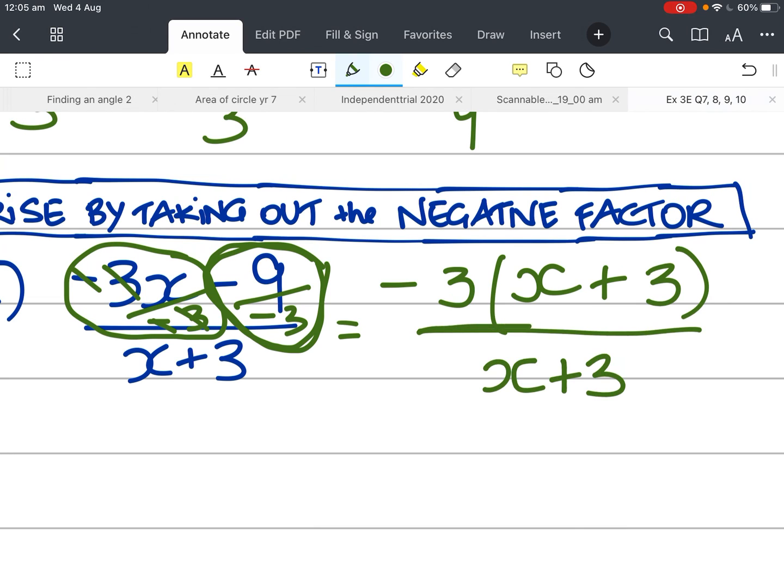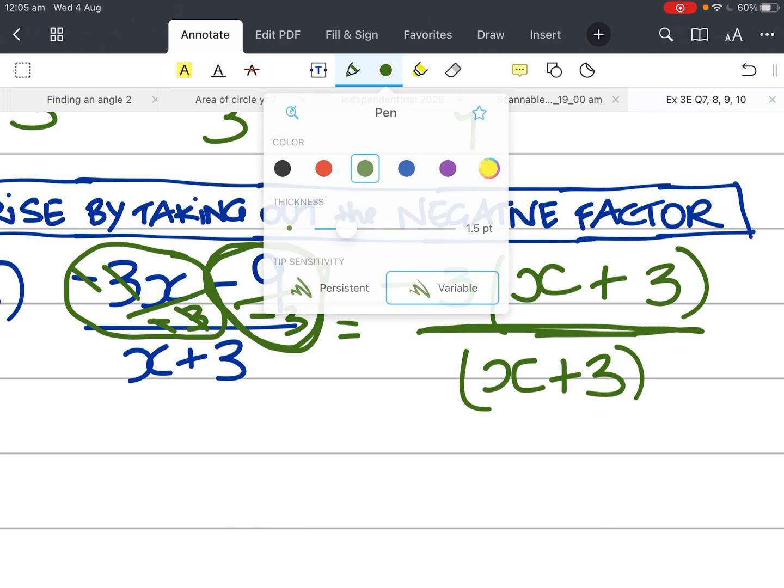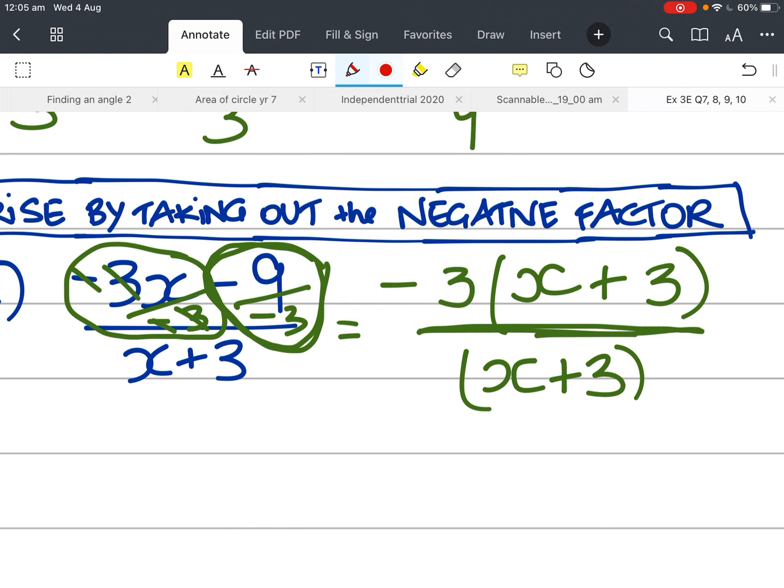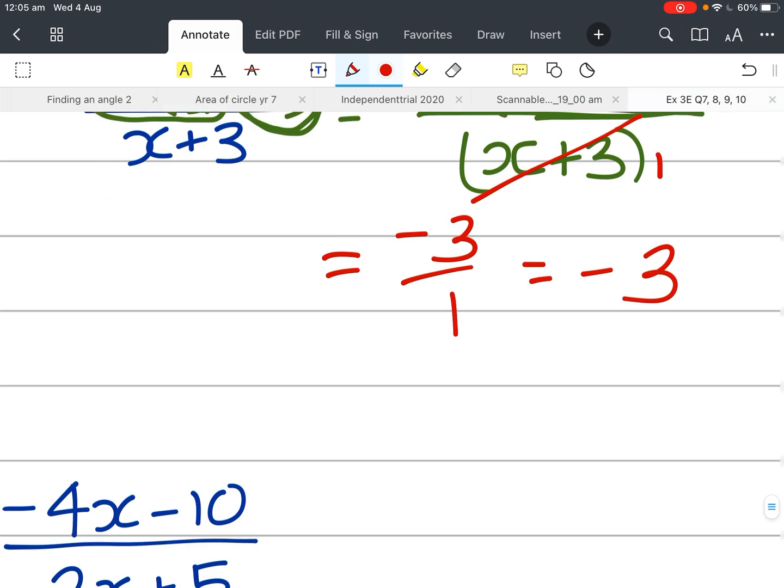Notice that line goes all the way above the x plus 3, so it's as if that's in brackets. So final step, x plus 3 and x plus 3 cancel. That's the same as writing a 1. So my final answer is negative 3 over 1, which is just negative 3.